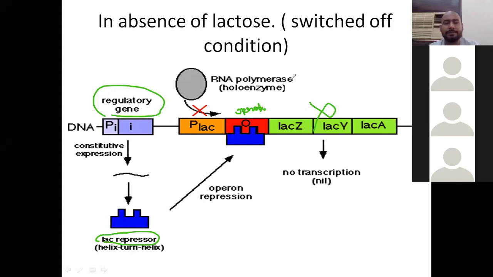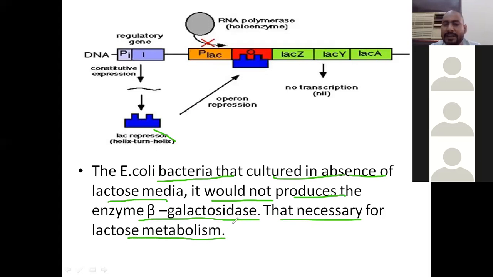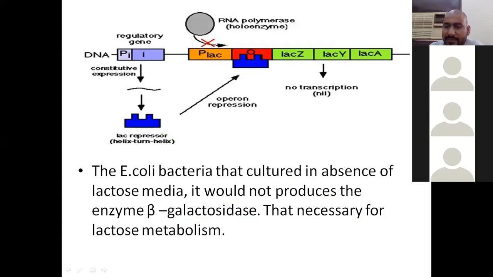Look at it again. The repressor binds and stops the activity of transcription. So E. coli bacteria cultured in the absence of lactose media would not produce the enzyme beta-galactosidase, which is necessary for lactose metabolism. If there is no lactose in the culture media, the activity of lactose utilization has to stop.